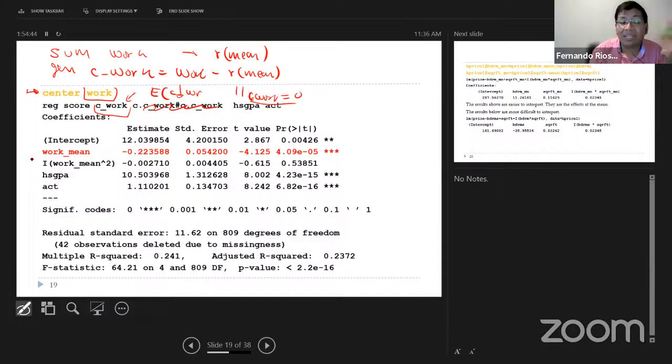Now, what exactly does this mean for us? That by just using C work, the coefficient that I'm going to obtain in my regression is already interpretable, and is the same one that we estimated before. That for the average person, an additional hour of work reduces their score by 0.22 decimals.